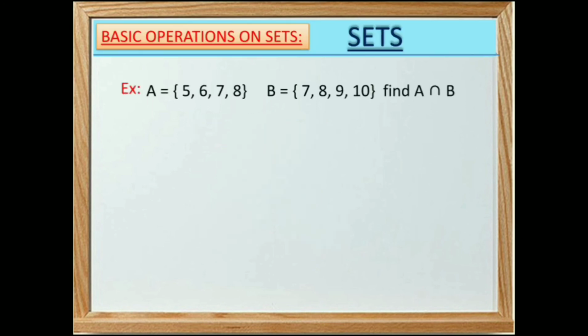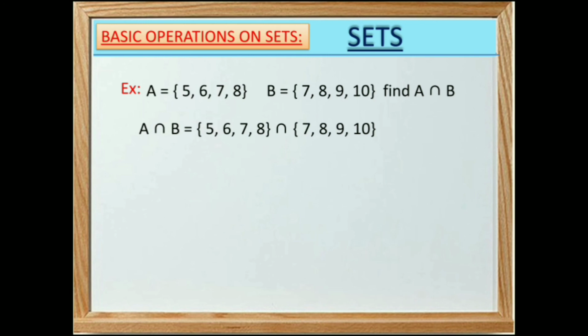Then let us take one example. A is equal to {5, 6, 7, 8}. B is equal to {7, 8, 9, 10}. Find A intersection B. To find this, first we write like this. First write A, then the symbol of intersection, then write set B, the elements of set B.